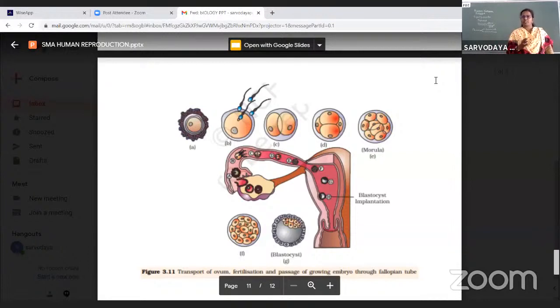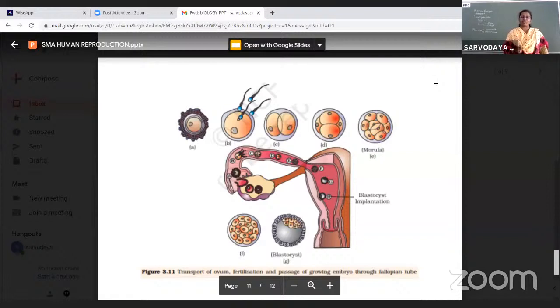Now, as this process continues, what is going to happen? Cleavage and the formation of blastocyst will be completed throughout the oviduct passage. So once the blastocyst is formed, it moves into the uterus. When it moves into the uterus, what is going to happen? The next most important process, what is it? Implantation will be completed.